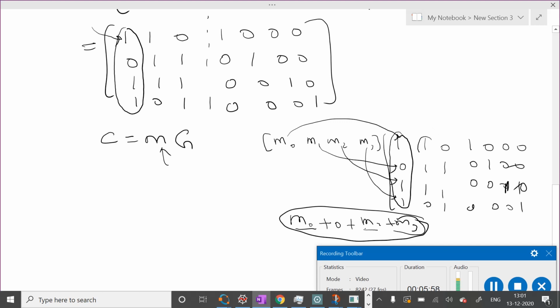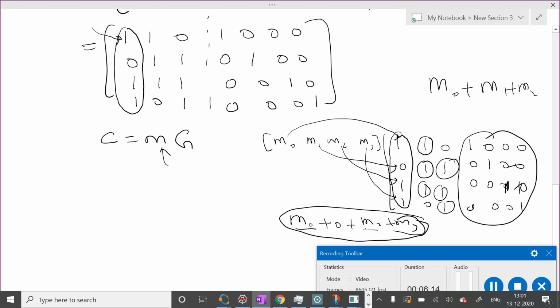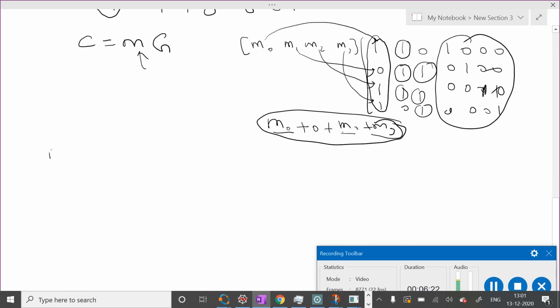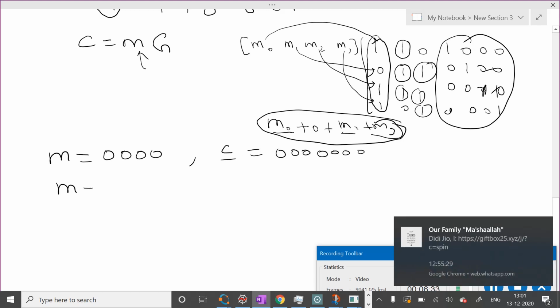Similarly, in the second column, the first three bits will be XORed, m0 plus m1 plus m2, then m1 plus m2 plus m3. And the identity matrix, what it does is you get back the message m. Okay, so as an example, let's take a trivial message, 0000. Definitely, you will get the code word as the all-zero code word. Now take another message, suppose 0001.